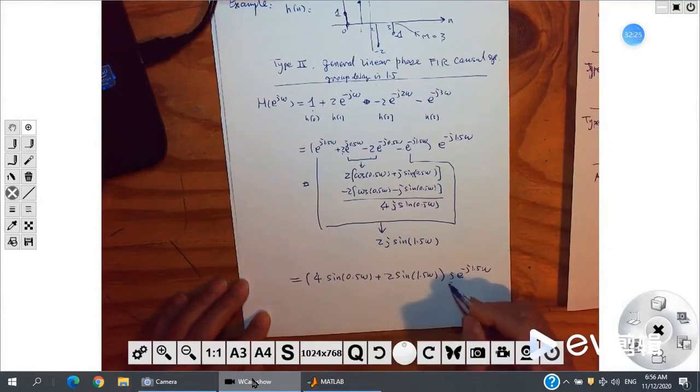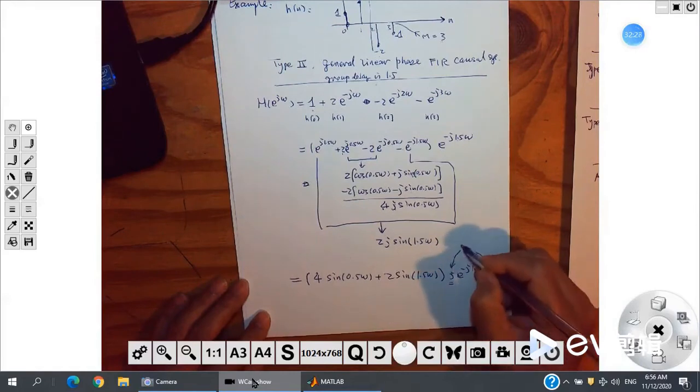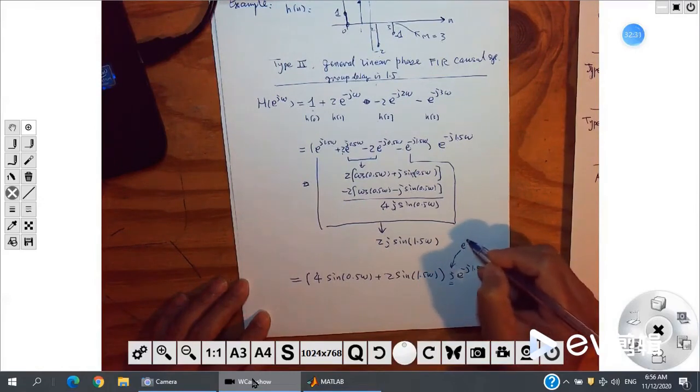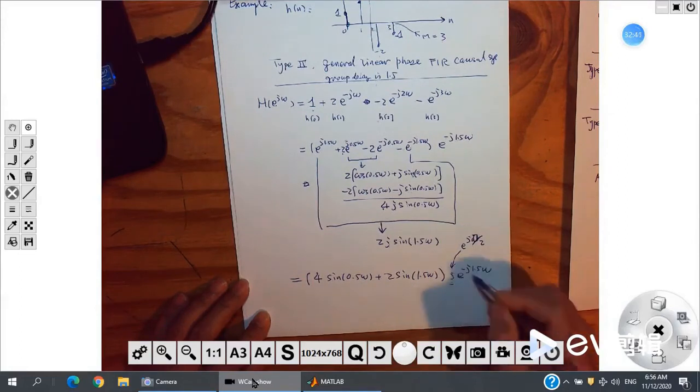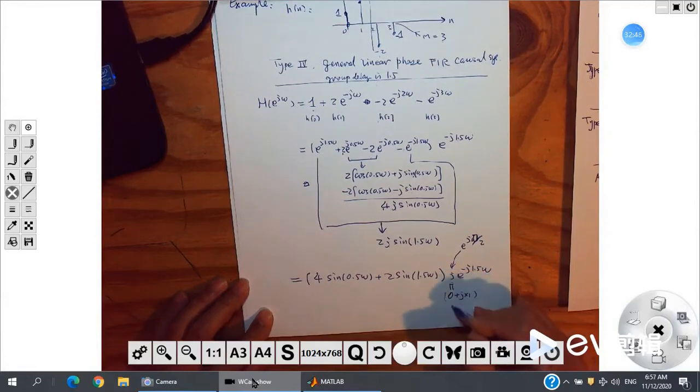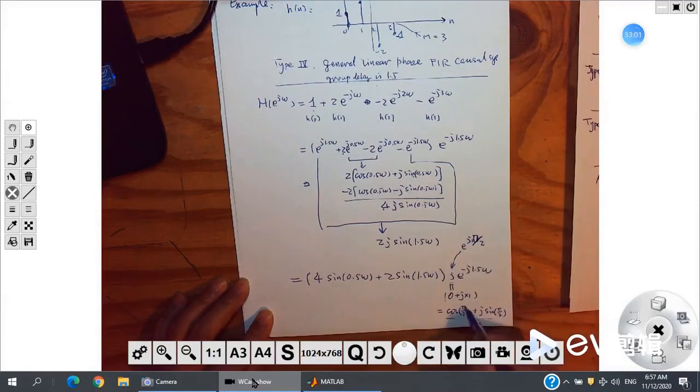And what is j? I rewrite this as e to the j pi over 2, because this is 0 plus j times 1. It is cosine of pi over 2 plus j sine of pi over 2, and sine of pi over 2 is 1. And this is e to the j times the angle, which is pi over 2.